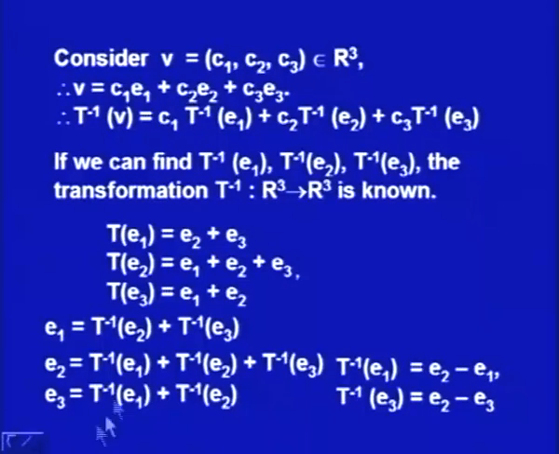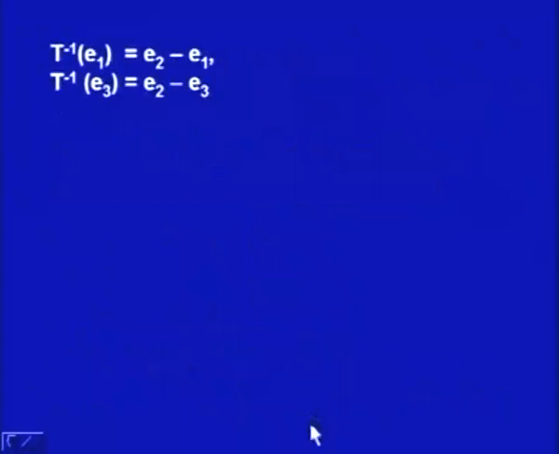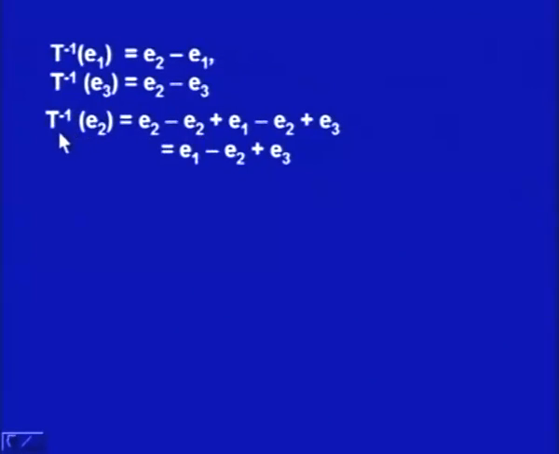From this we can write down T inverse E1 is equal to E2 minus E1, and from the third T inverse E3 is equal to E2 minus E3. Here I am using the linear property of T inverse. So once we get T inverse E1 is equal to E2 minus E1 and T inverse E3 as E2 minus E3, then we can substitute in the second equation to get T inverse E2. So from this T inverse E2 is E2 minus E2 plus E1 minus E2 plus E3, and that simplifies to E1 minus E2 plus E3.